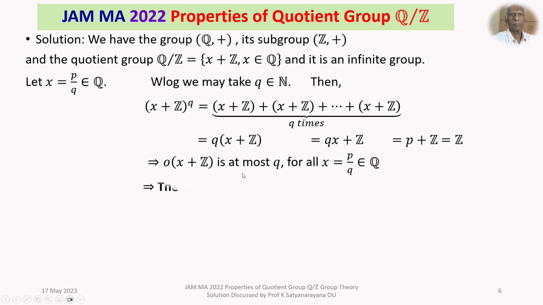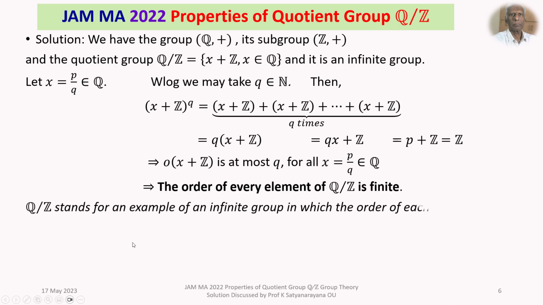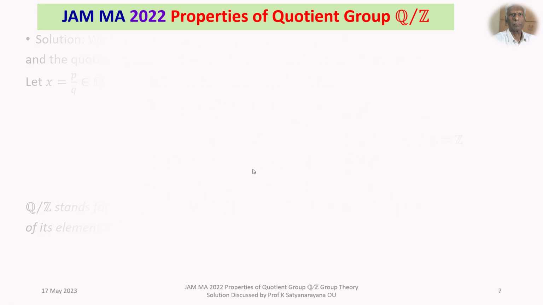So what have we proved? The order of every element of Q by Z is finite. It's a very important result. And this Q by Z stands for an example of an infinite group in which the order of each of its elements is finite. So if asked to give an example of an infinite group in which the order of each of its elements is finite, the quotient group Q by Z is a beautiful example. Now let's get into the discussion further.